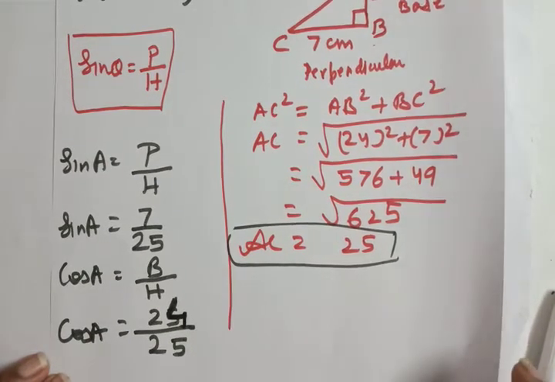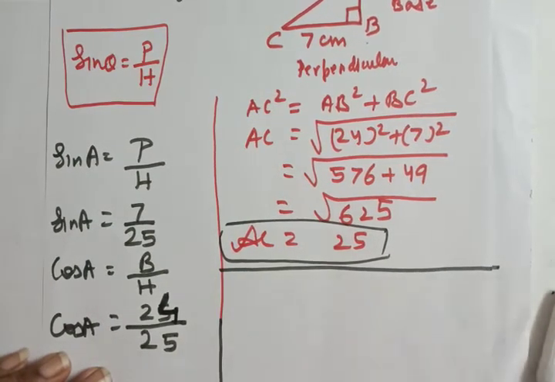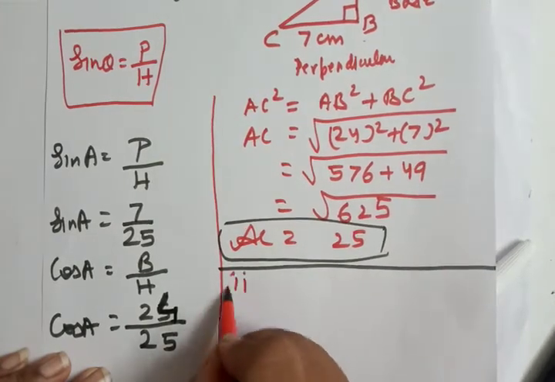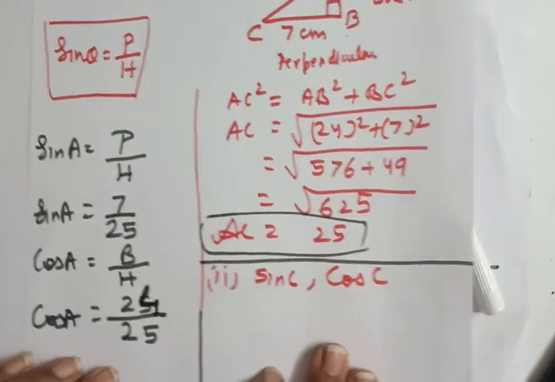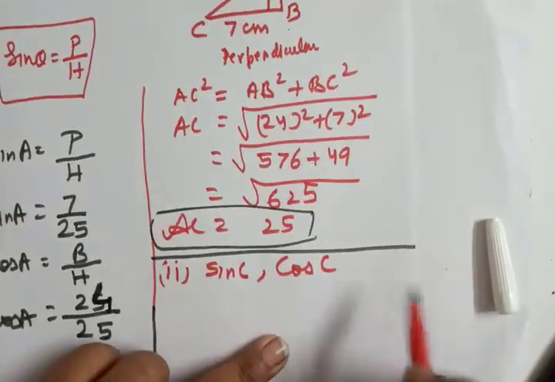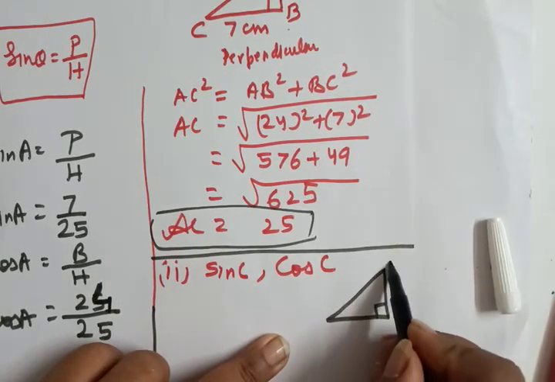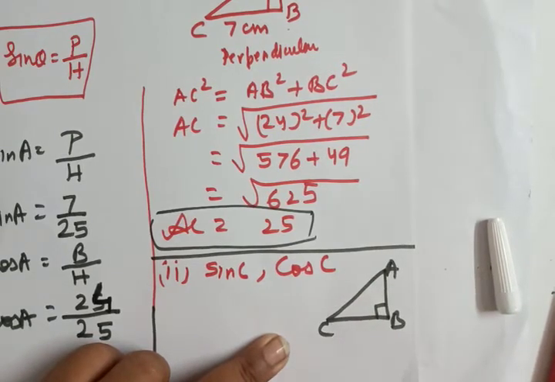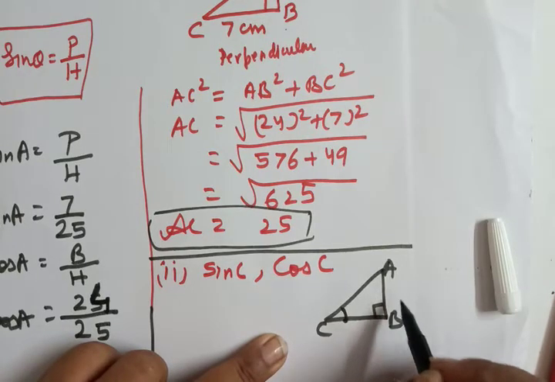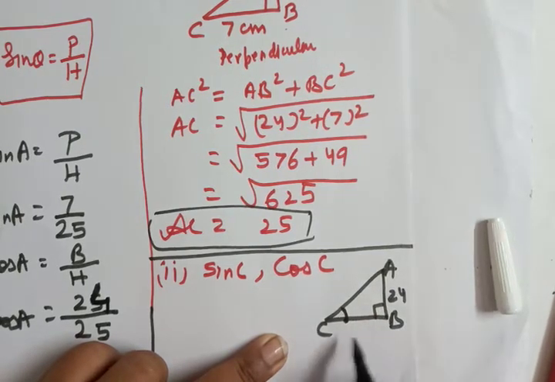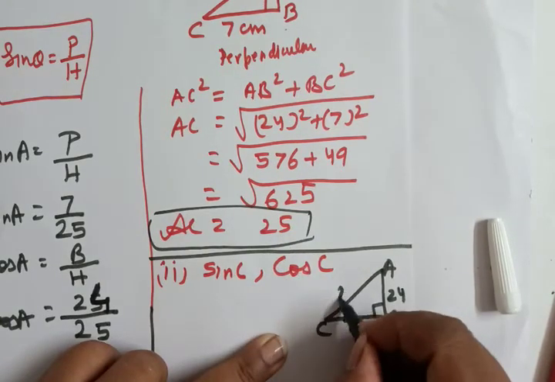Clear? Now come to the second part, that is sin C and cos C. For sin C and cos C, I just make this angle. See, A, B and C. Now for this angle, this is perpendicular. AB is already given 24 and BC is already given 7 centimeter, and this we have just now found out, that is 25.